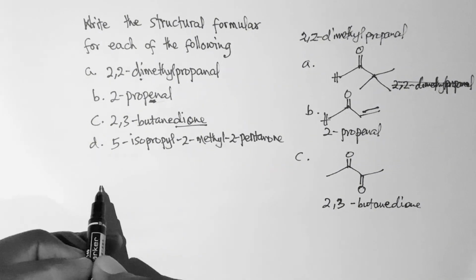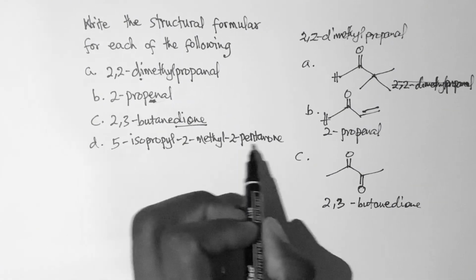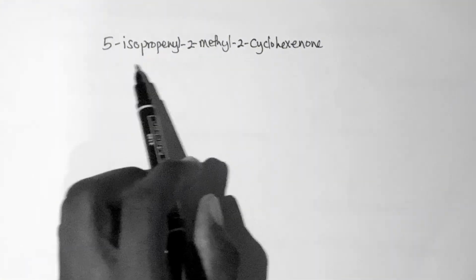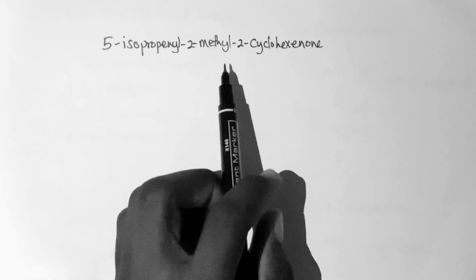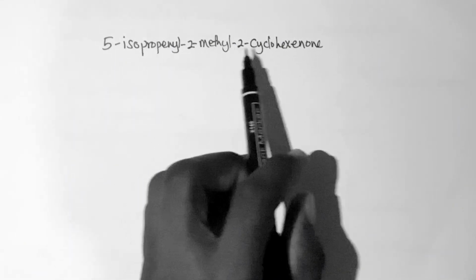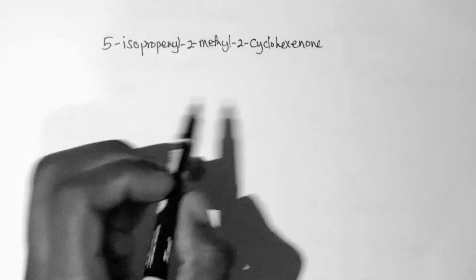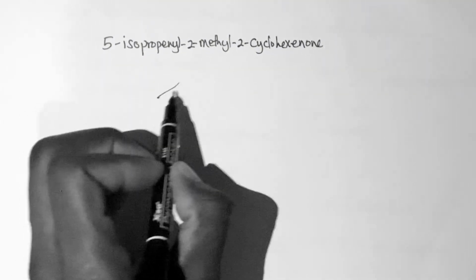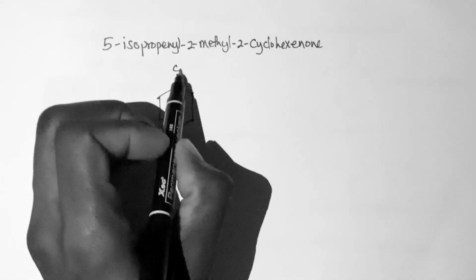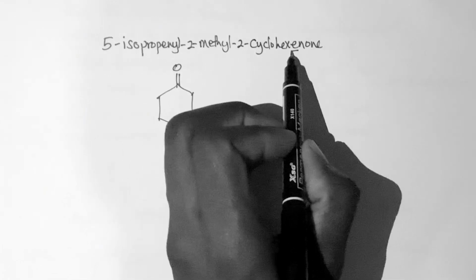Then the last one, which is 5-isopropenyl 2-methyl 2-cyclohexanone. Please, the D part was a mistake. This is the proper molecule that we are supposed to draw. So let's start with the parent chain. So cyclohexanone, we need to first draw a cyclohexanone. So this is a cyclohexanone, but they are saying 2-cyclohexenone.